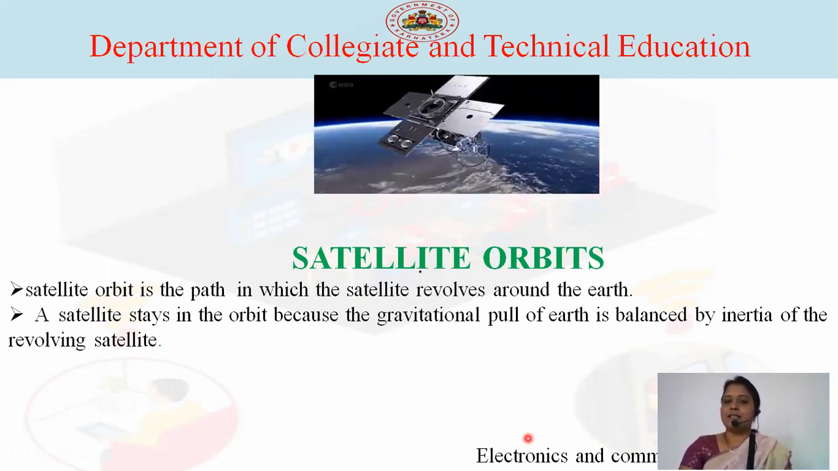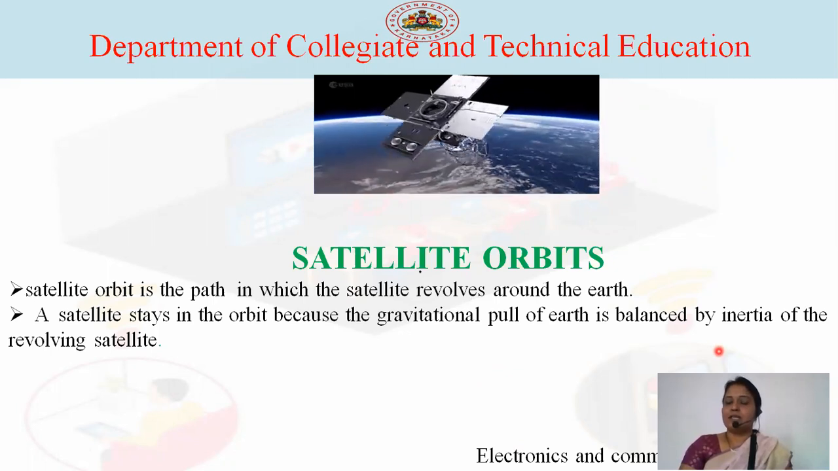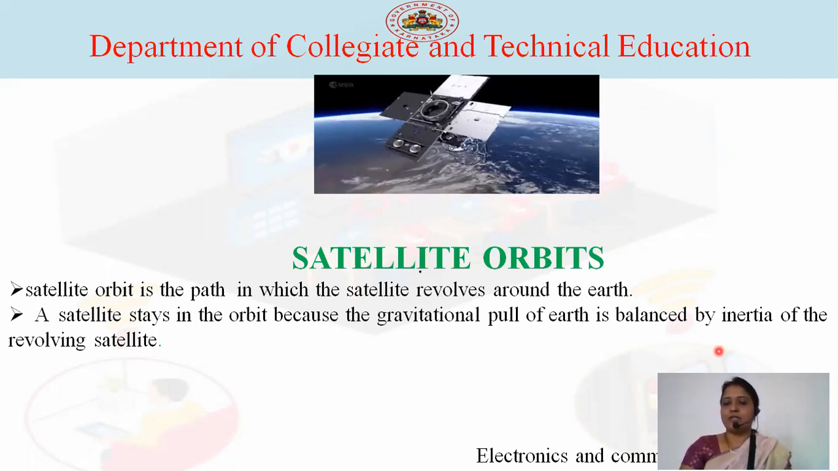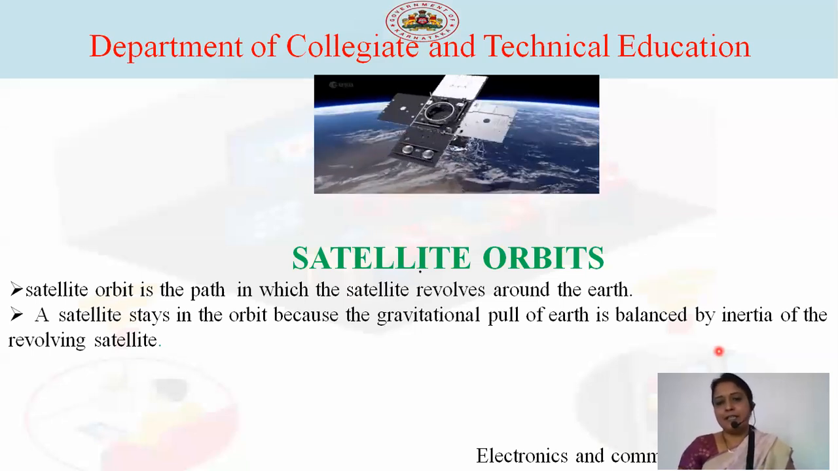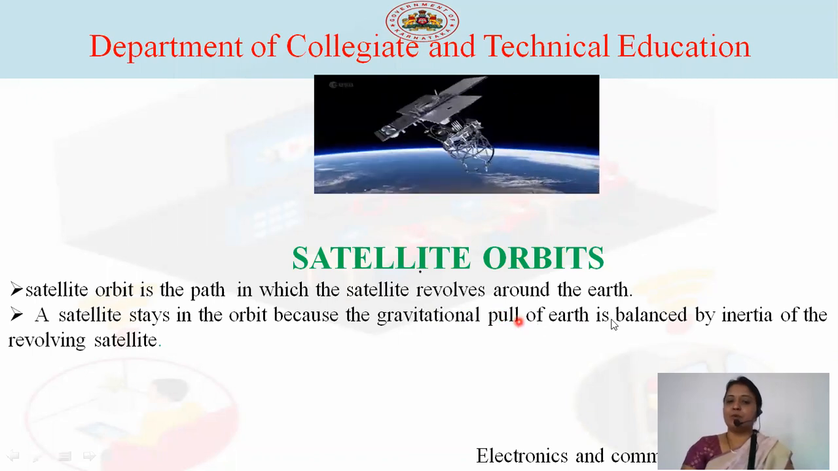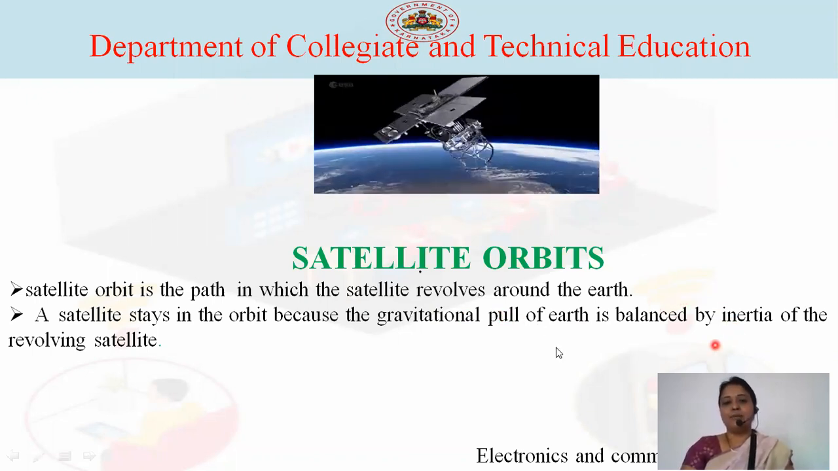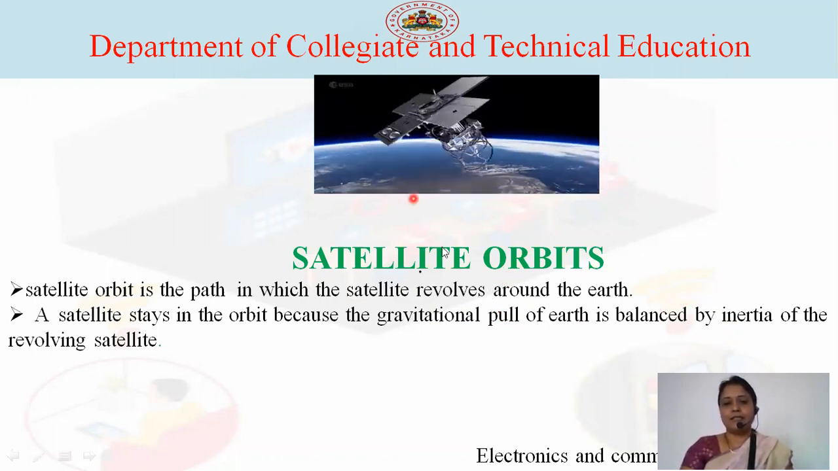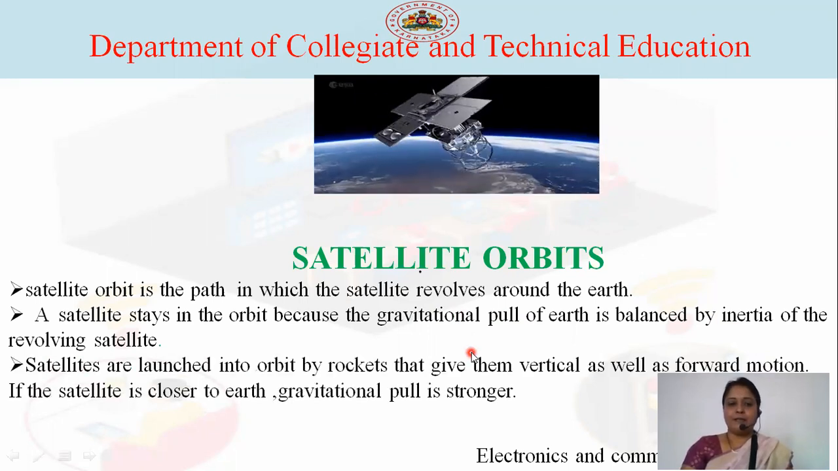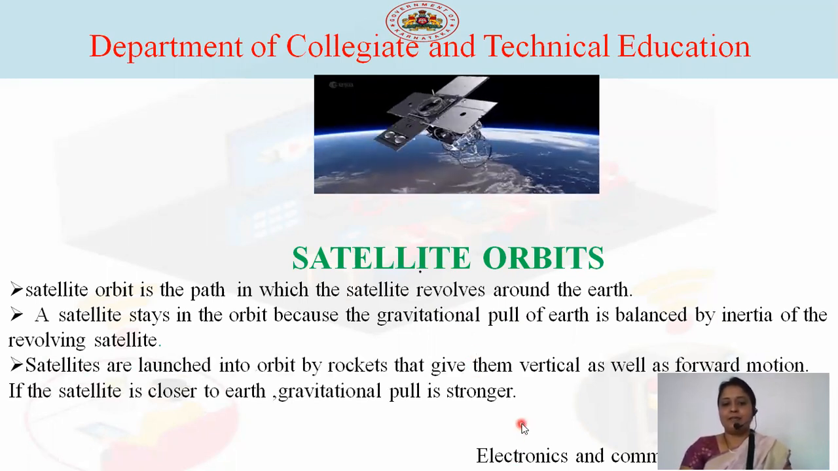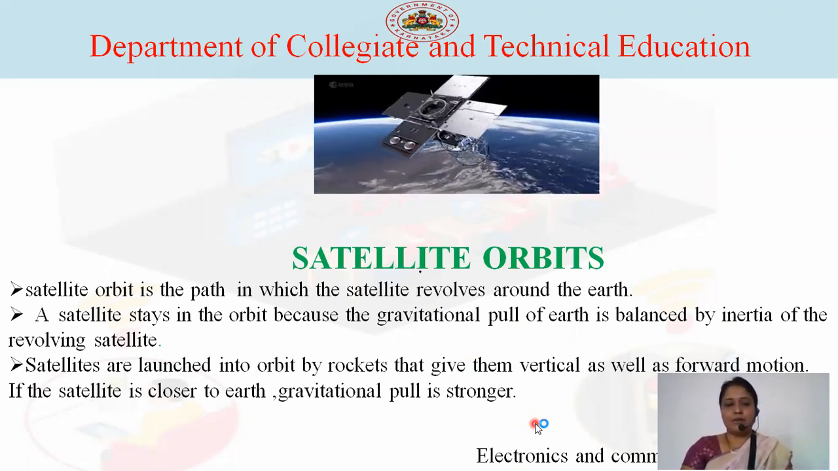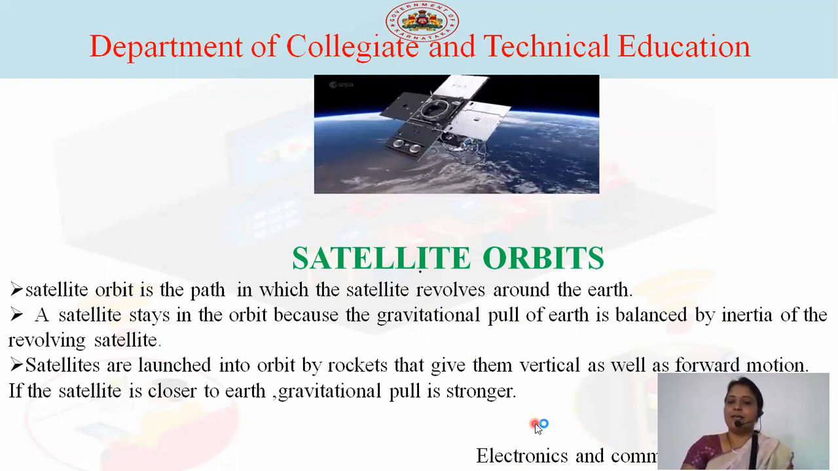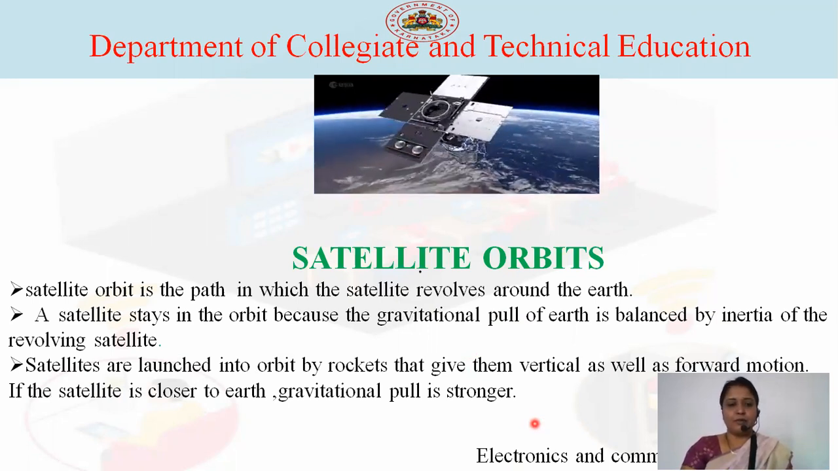To launch the satellites, rockets are used. When the satellite is in forward motion and in revolution, it generates some inertia. Now there exists a balance between this gravitational pull and the inertia, which will maintain the satellite in the correct orbit. The satellites are launched into orbit by the rockets, as I said, providing the vertical as well as the forward motion.